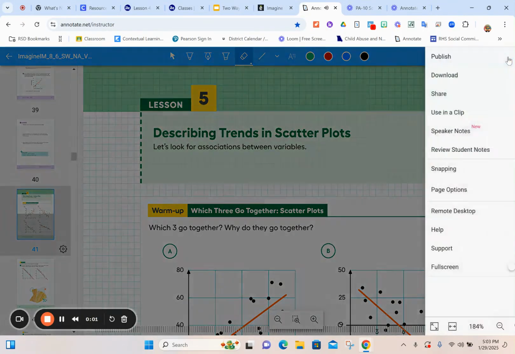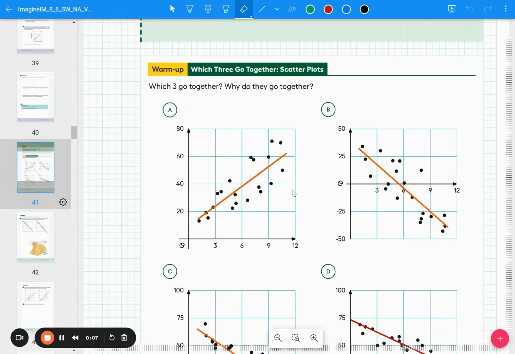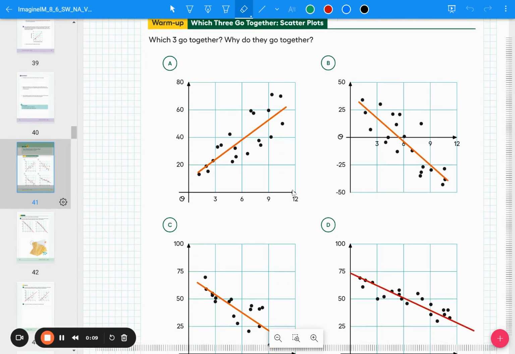Guys, we are going to do Unit 6, Lesson 5 here. We're going to look at some trends in scatter plots. So which three go together? Why do they go together?